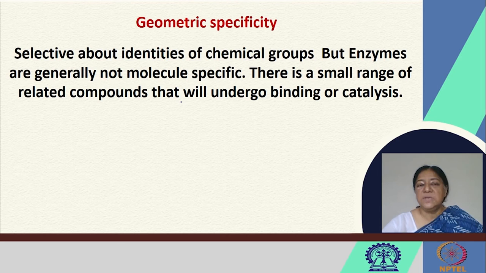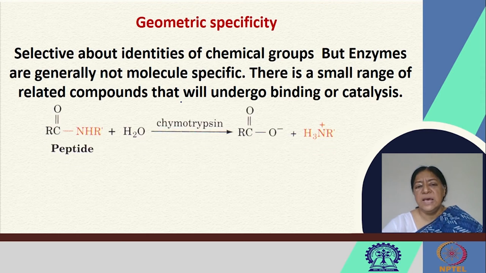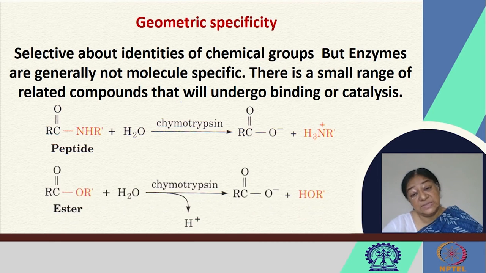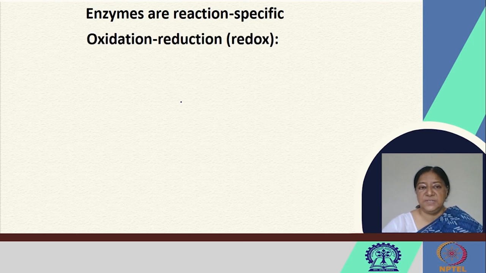But enzymes are not always molecule specific. There are small related compounds that will undergo binding or catalysis. Say we are looking at chymotrypsin. We have the peptide bond and we have the cleavage of the peptide bond. Again, we could have the ester and the cleavage of the ester. But we have reaction specificity.